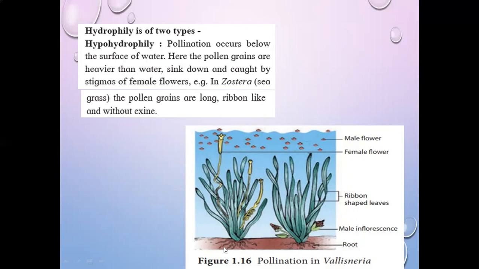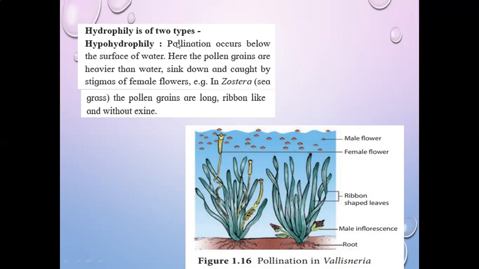See in this diagram, these are the roots of the plant. It is the male inflorescence, and you can see the ribbon-shaped leaves over here. This plant is the female plant because it produces the gynoecium, that is stigma, style and ovary. The female flower has the stigma, and whatever pollen grains are produced at the male inflorescence are floating on the water surface. But the whole plants, both male as well as female, are present below the water surface.